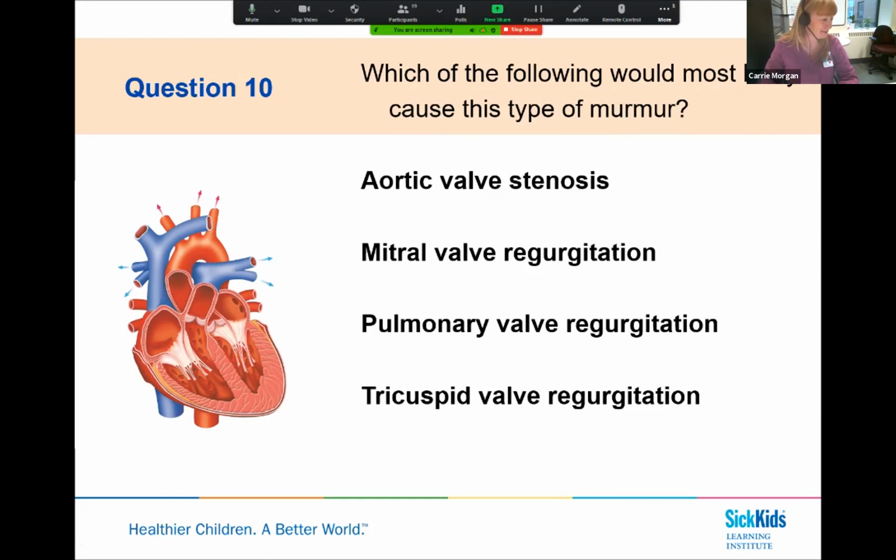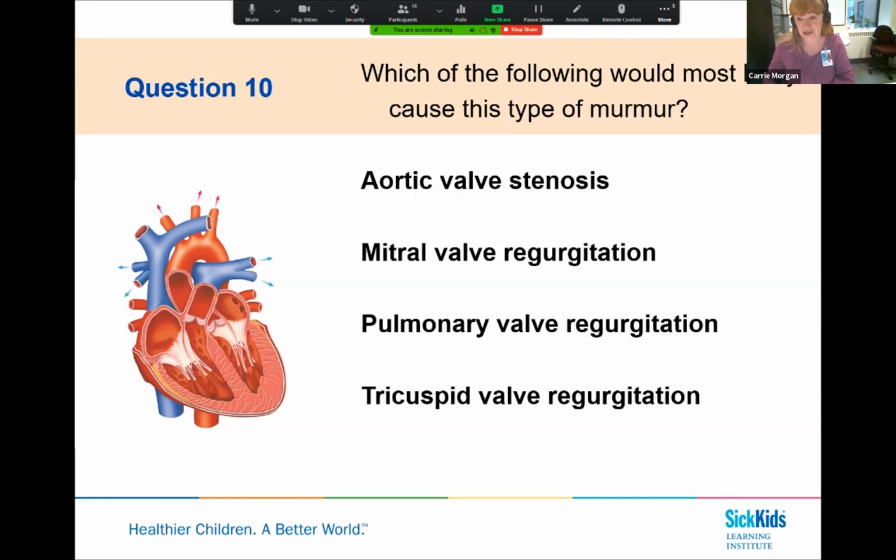Let's see what you said. You said pulmonary valve regurgitation, 75%. You are absolutely correct there, because pulmonary valve regurgitation happens during diastole. So we can actually rule out all the other options based on the fact that they wouldn't cause murmurs during diastole. Let's think about it. Aortic valve stenosis would cause a murmur, but during systole when the ventricles are contracting as the blood is trying to get through the stenotic valve. Okay, pulmonary valve regurgitation.